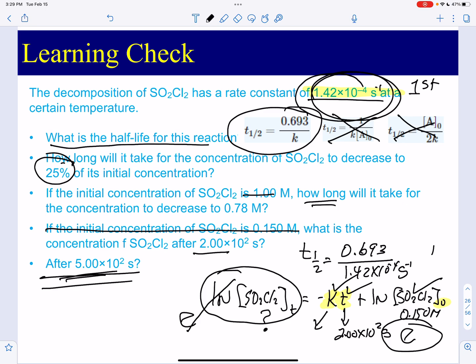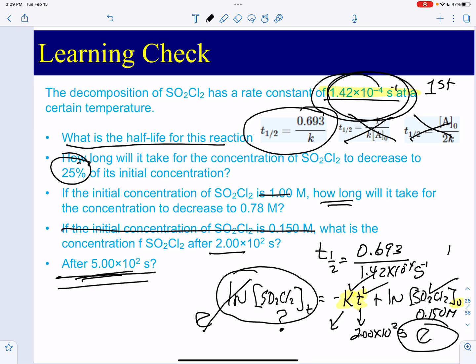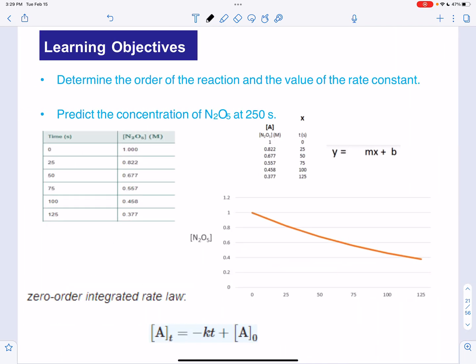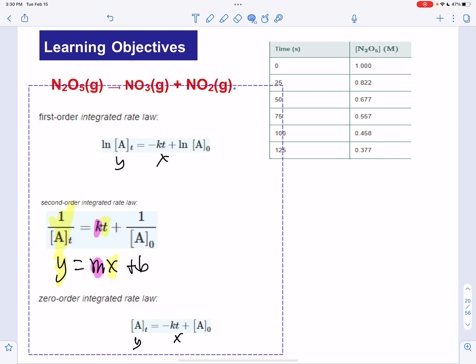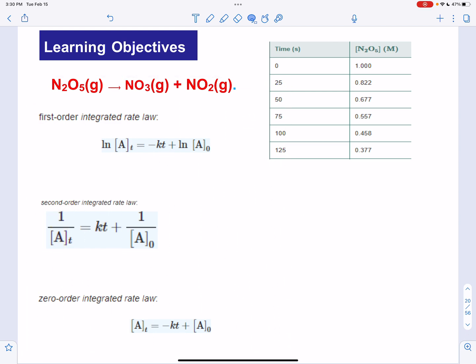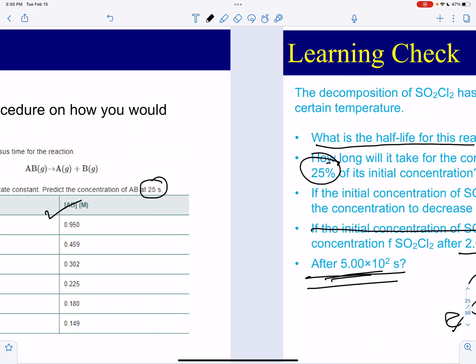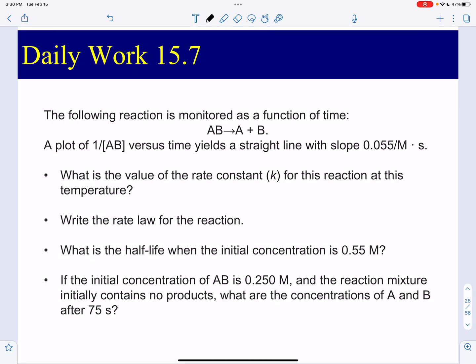So it's super important that you can recognize, based on the units of the constant, based on graphing y versus x and getting a straight line and so on, what order you're dealing with. Because once you know what order you're dealing with, then you have all these formulas that you can immediately begin to use. First order, second order, and zero order. And this is your daily work, 15.7.